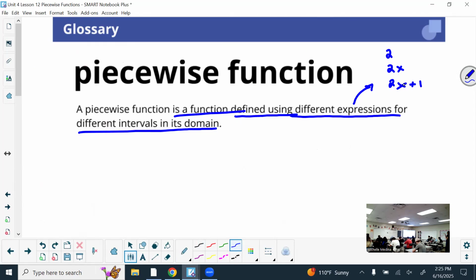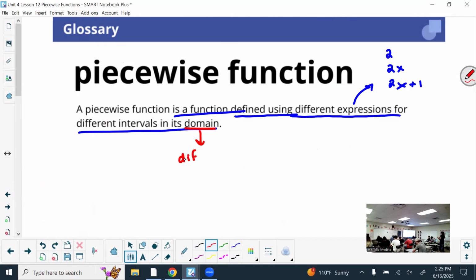So they use different expressions for different intervals. Intervals would be kind of like how we did on average rate of change, like noon to 4 p.m., 4 p.m. to 6 p.m., 10 to midnight. Those are all intervals. So for different intervals in its domain, what does domain refer to?